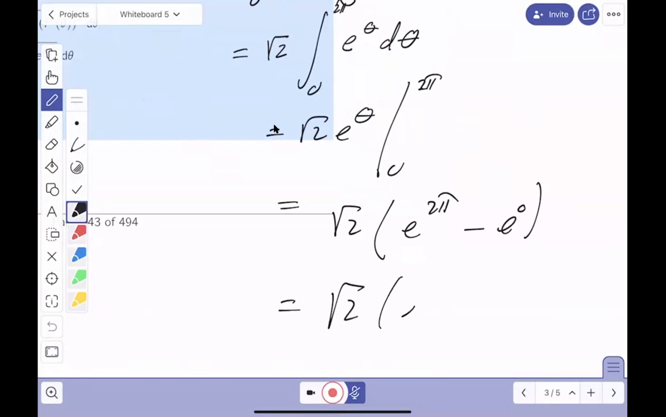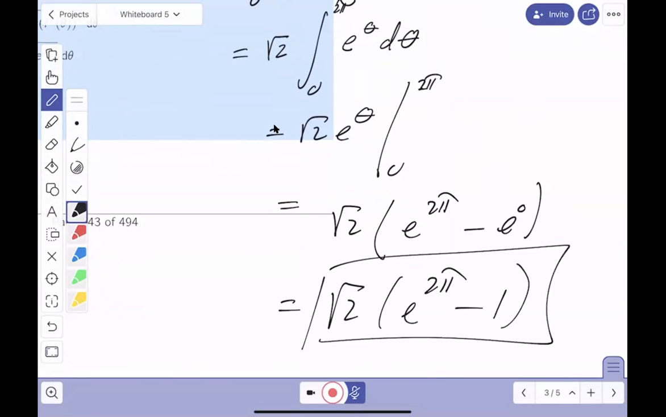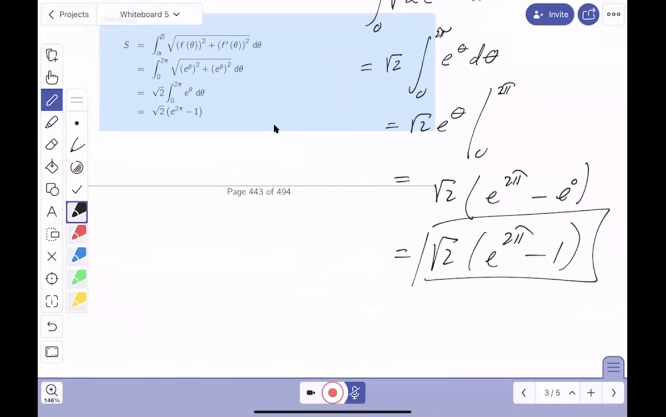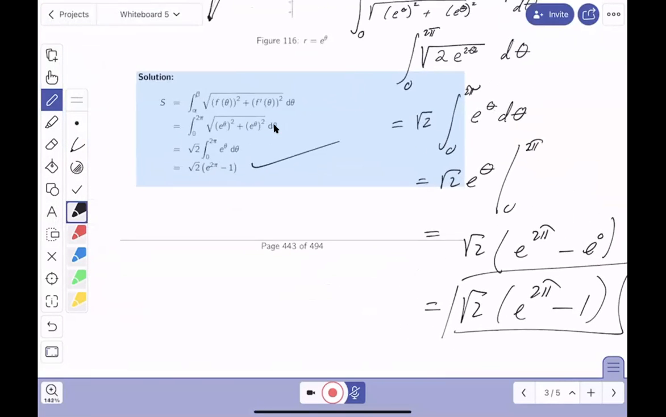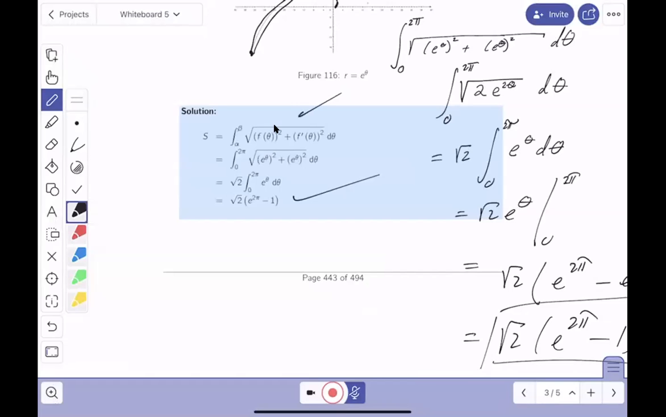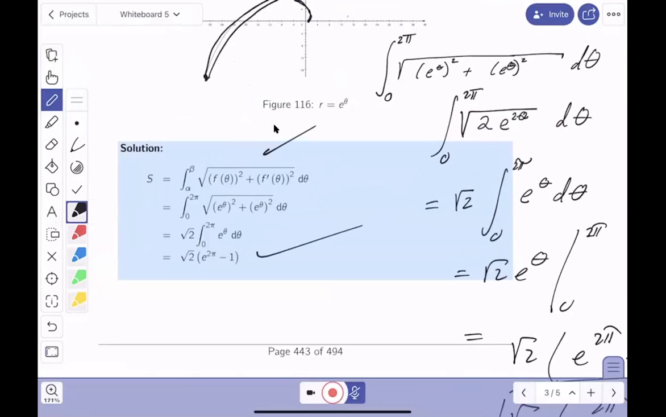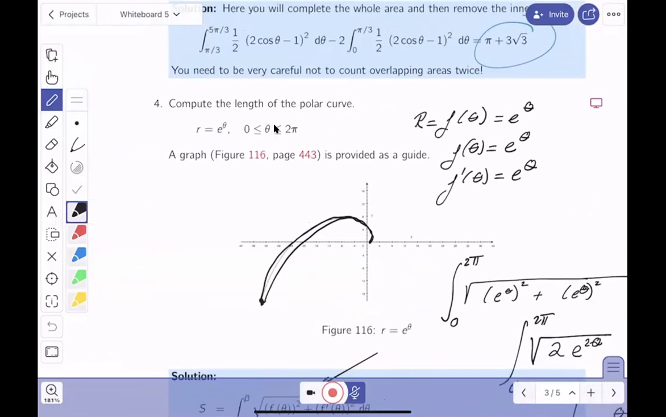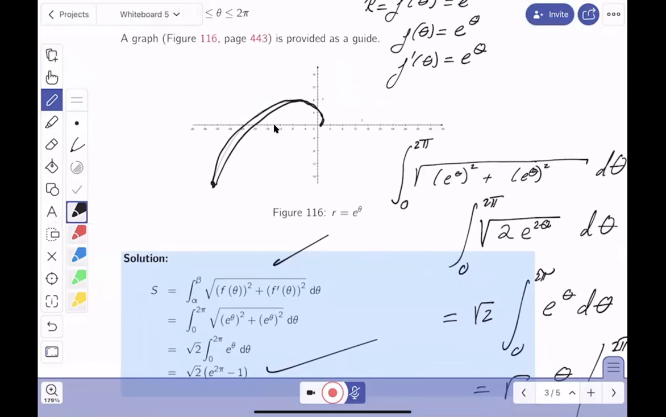Root 2 e to the 2 pi, e to the 0 is 1. Let's take a look at the key, see if we got it. Bingo, we got it. We did all right. And again, it's given me the formulas, if you want to look at them. The formulas we did in class, or in the lecture portion. All right, so number 4 is done.